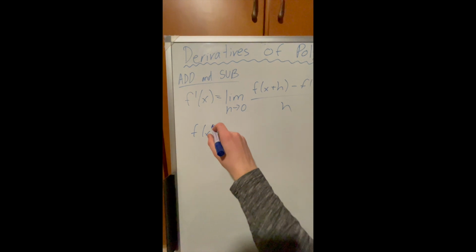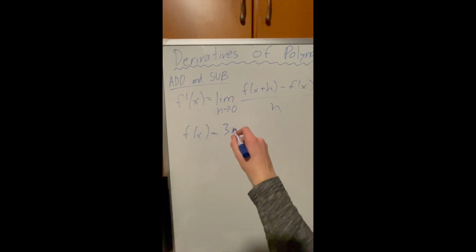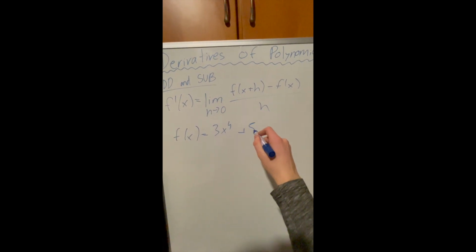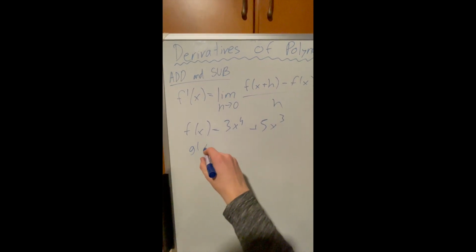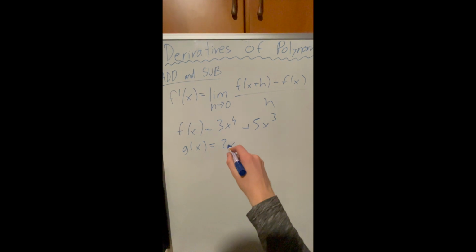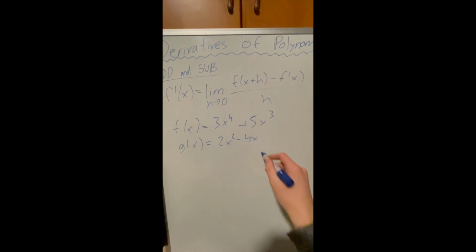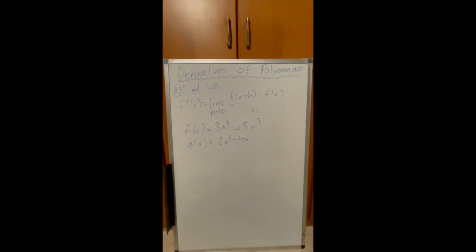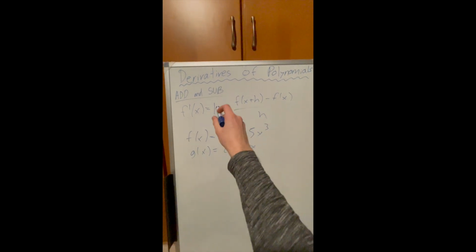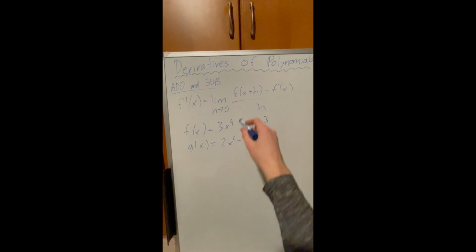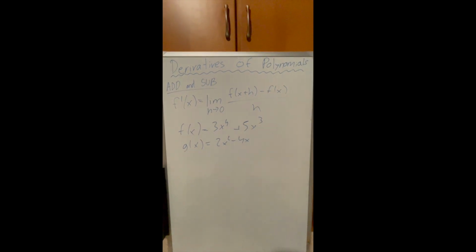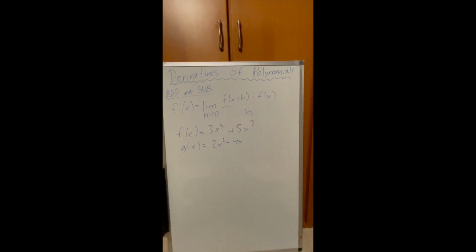f of x is equal to 3x to the power 4 plus 5x to the power 3, and g of x is equal to 2x squared minus 4x. So imagine for this exercise, you'd have to first input this function and derive it, which would take a lot of steps, then input this function and derive it, which would also take a lot of steps, and so on. It would be very tiring.